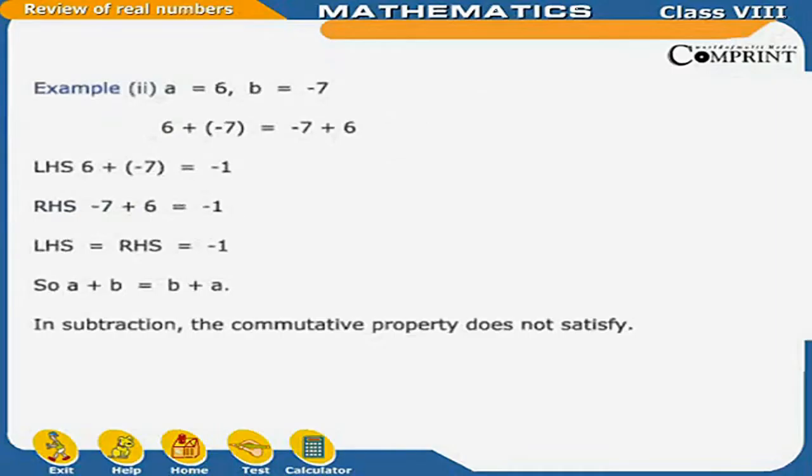Example 2. a is equal to 6, b is equal to minus 7. 6 plus minus 7 is equal to minus 7 plus 6. Left hand side, 6 plus minus 7 is equal to minus 1. Right hand side, minus 7 plus 6 is equal to minus 1. Now LHS is equal to RHS is equal to minus 1. So a plus b is equal to b plus a. In subtraction, the commutative property does not hold.